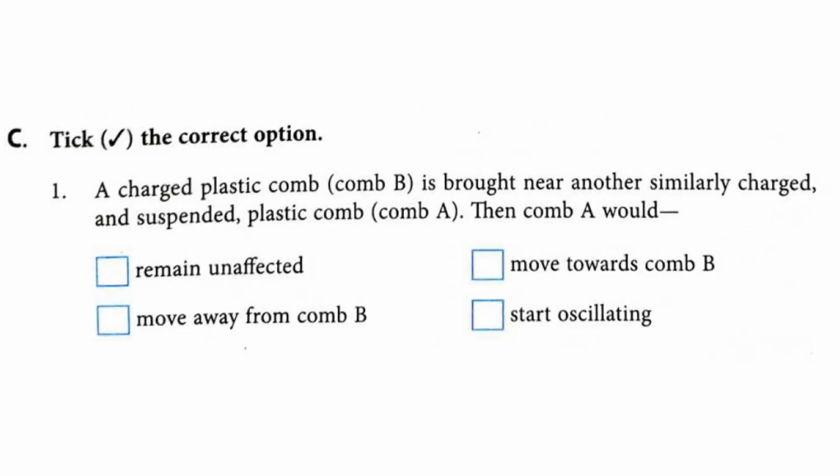First one, a charged plastic comb B is brought near another similarly charged and suspended plastic comb A, then comb A would. If both are having same charges, what happens? They remain unaffected? No. Move towards comb B? No. Move away from comb B? Yes, because both are having similar charge. And fourth option is given, start oscillating. Here in these all we can select the option move away from comb B.